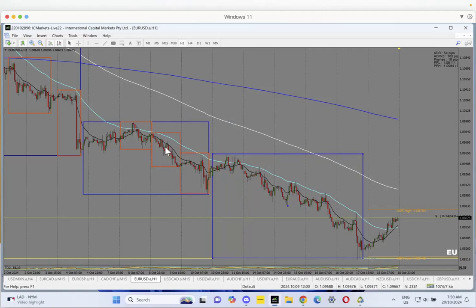So these 50 EMA resets are very dangerous. That's what gets people caught on the wrong side because the market just decides to continue the trend. And if you don't see them, you're going to be caught on the wrong side, unfortunately.